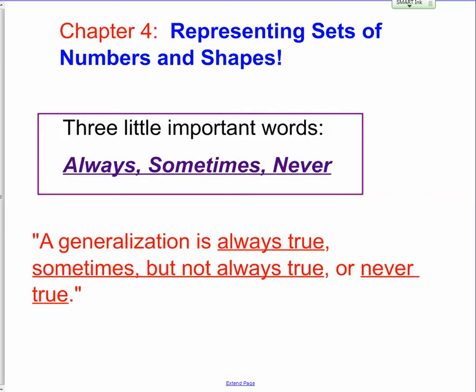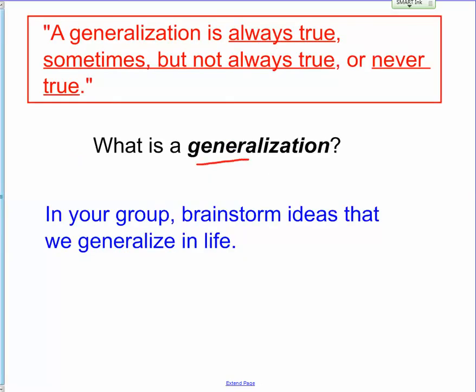These are three very important words for logical thinking. The title of Chapter 4 is Representing Sets of Numbers and Shapes, and this first lesson is about these three important words. So we can say a generalization is either always true, sometimes but not always true, or never true. So in your groups you brainstormed some generalizations, and you guys came up with things like once you're born and you're growing, as you grow, you always put on more weight and more mass. And that seems like it's always true.